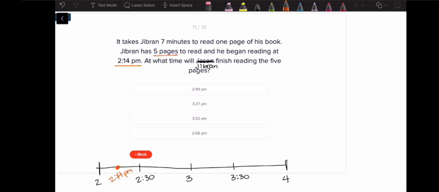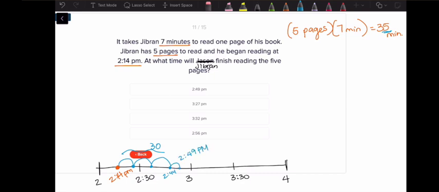2:14 p.m. He has 5 pages to read. Each one takes 7 minutes. So we're going to multiply the number of pages times how much time he takes for each page. And that's going to equal 35 minutes. So he's going to spend 35 minutes reading. I'm going to add these in intervals of 10. From 2:14, we add 10 minutes, and it's 2:24. We add another 10 minutes, now it's 2:34, and another 10 minutes, now it's 2:44. But that's only 30 minutes in total. He read for 35 minutes. So 2:44 plus an additional 5 minutes is going to land us at 2:49 p.m., the time in which he's going to be done reading his book.